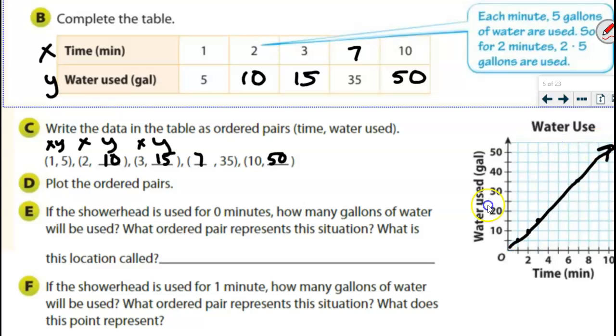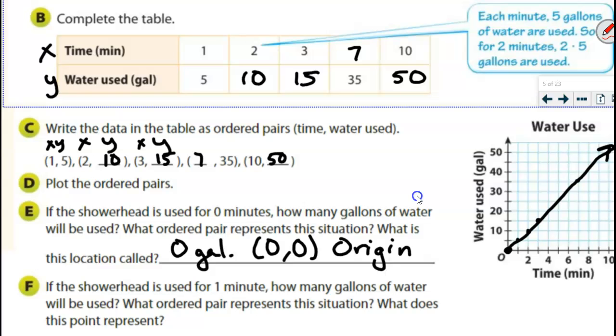All right, so if I use the shower head for 0 minutes, meaning I don't turn on the shower, how many gallons of water will I use? Duh, Miss Sharp, I'll use 0 gallons. What ordered pair would represent that? That is 0, 0. And what do I call 0, 0, or this little spot right here? Well, it's where the line originates from, so we call it the origin. Hopefully you remember that from elementary school.